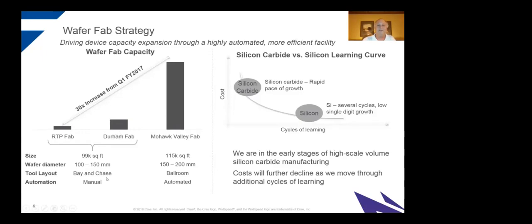But these are fairly manual, bay and chase, kind of old style fabs. So at the same time, what we're doing is we're building a brand new fab that will really be a state-of-the-art fab in Mohawk Valley near Utica, New York. And this will be a large ballroom style fab that's much more highly automated, really, the most modern manufacturing that we can get, and a very large jump in scale.